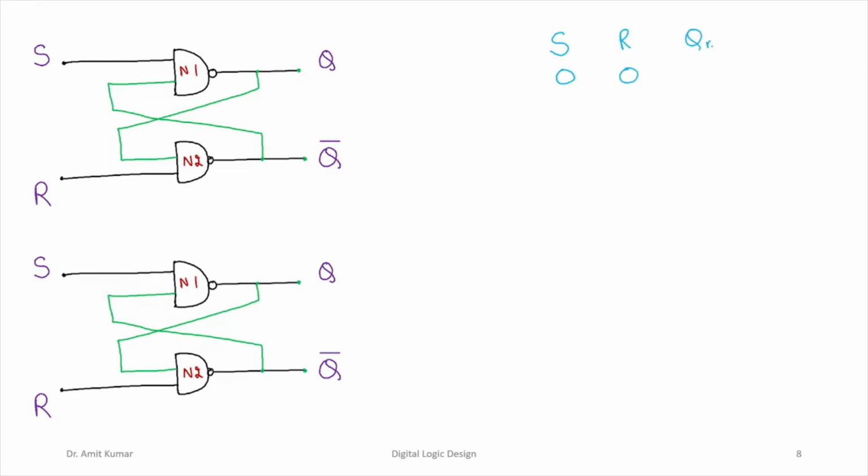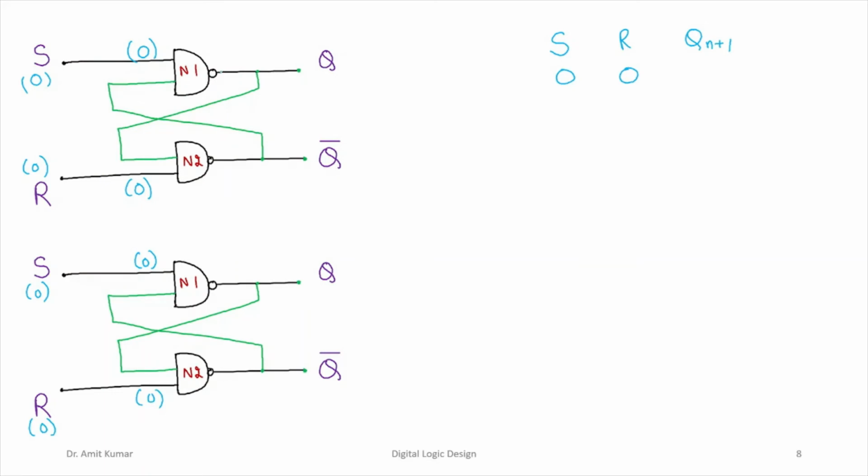So if both of the inputs are, let us say, 0-0, so we consider S is 0 and R is 0. In this case, what is going to be the output state? If any one input of the NAND gate is 0, then the input of this NAND gate is going to be 0. And also we know that if any one of the inputs of the NAND gate is 0, the output is always going to be 1.